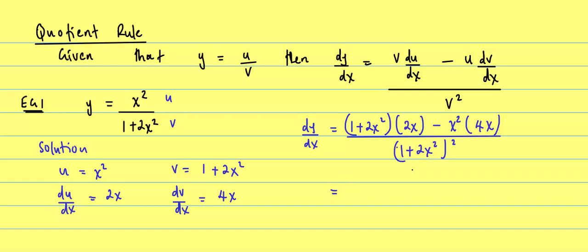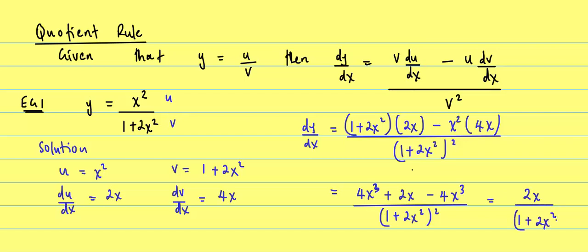Now we're just going to tidy this up and expand the bracket. In the numerator we'll have 4x squared plus 2x minus 4x cubed. Sorry, this is also 4x cubed because 2x squared times that is going to be 4x cubed. And then there is no need for you to expand the denominator. You can leave it as 1 plus 2x squared, and that whole thing squared. And ultimately my dy by dx is going to be equal to 2x all over 1 plus 2x squared, and so this here is what your dy by dx is going to be equal to.